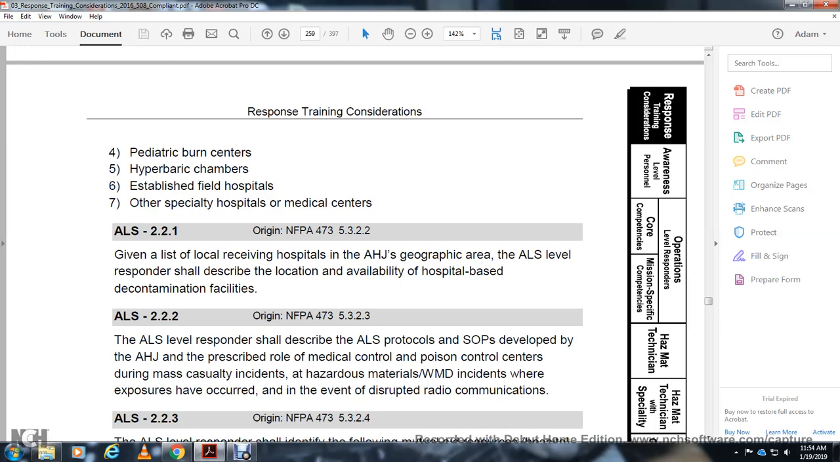Advanced life support level of response. Describe the advanced life support protocol with the operating procedure developed by the authority having jurisdiction. Prescribe the role of medical control and the poison control system during a mass casualty incident with hazardous material weapon of mass destruction incident exposure, and the disrupted radio communication.